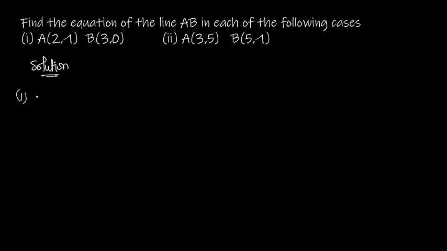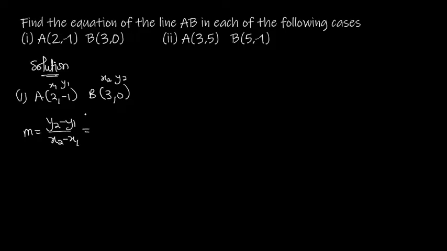So for the first example, we have A (2, negative 1) as its coordinates, B having (3, 0). This is my x1, my y1, my x2, my y2. So I first of all need to find the gradient, which is (y2 minus y1) over (x2 minus x1). This is equal to, my y2 is 0 minus my y1, which is negative 1, over my x2, which is 3, minus my x1, which is 2. So I have over here negative minus 1 gives me positive 1, then 3 minus 2 also gives me 1, and this is equal to 1.